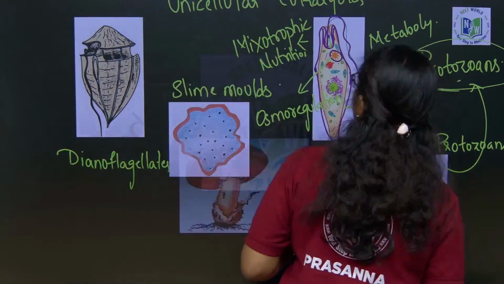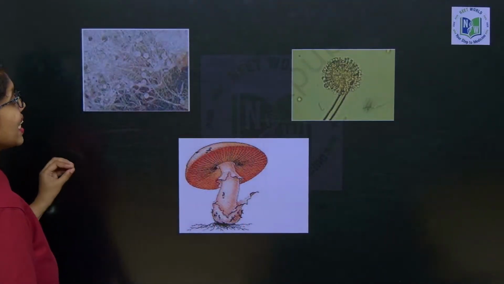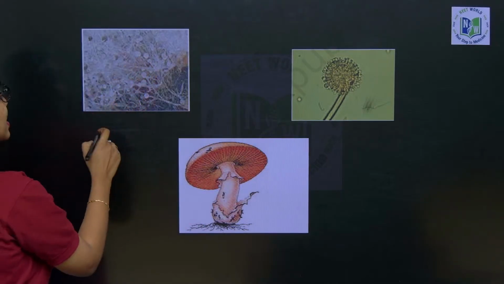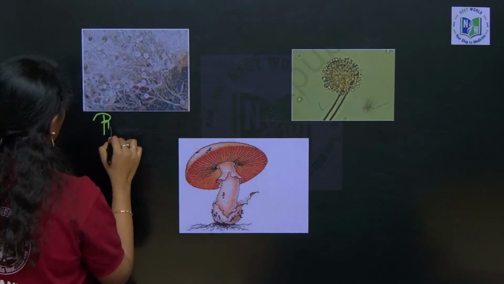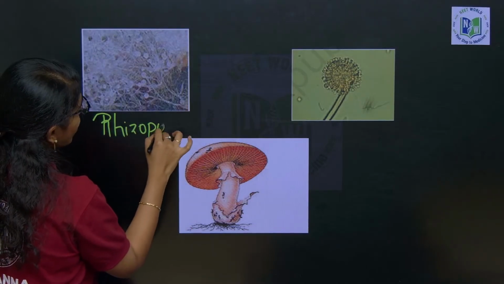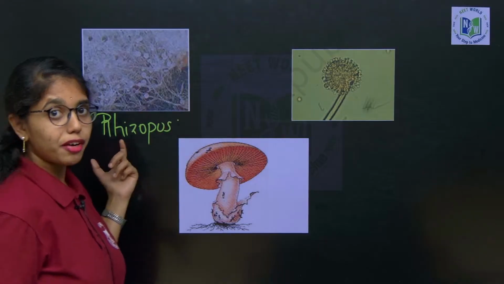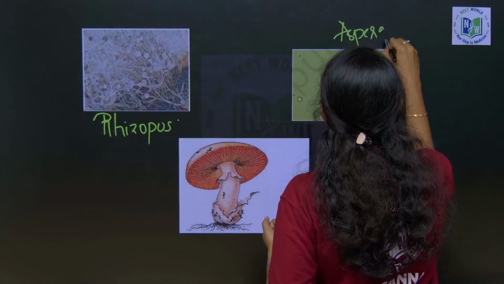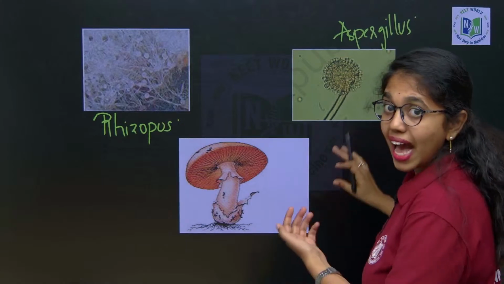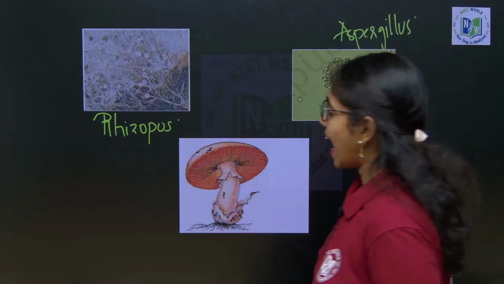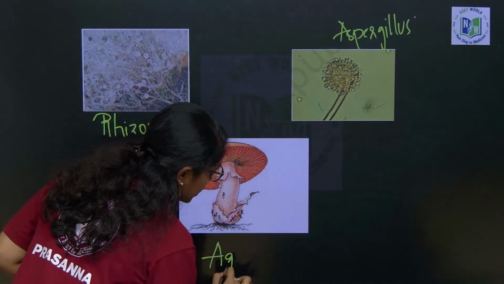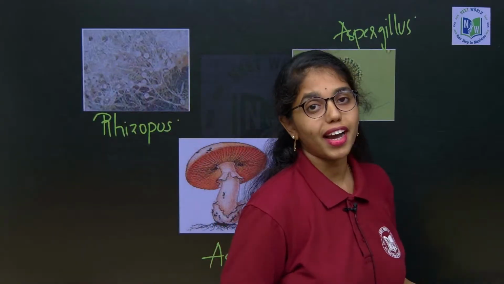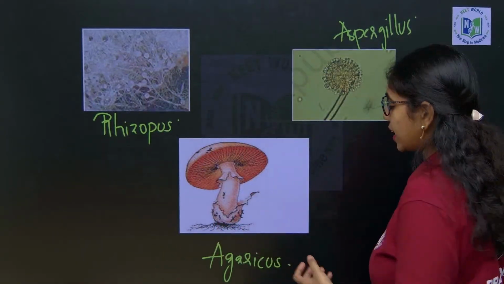Then if you look here, these are different pictures of fungi. You have to identify them. First one, what is it? Rhizopus. This is Rhizopus, a bread mold that comes under Phycomycetes. And this is Aspergillus, which comes under Ascomycetes. And here this is Agaricus, which comes under the most advanced fungi, that is Basidiomycetes.